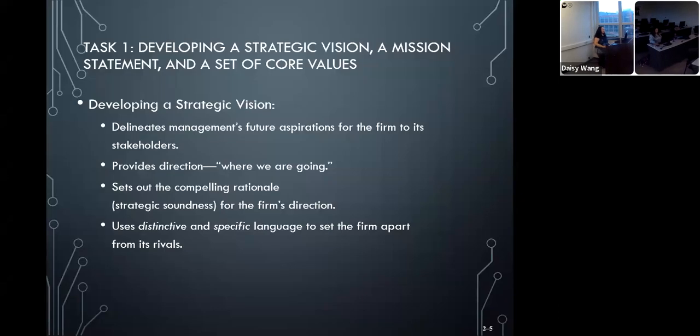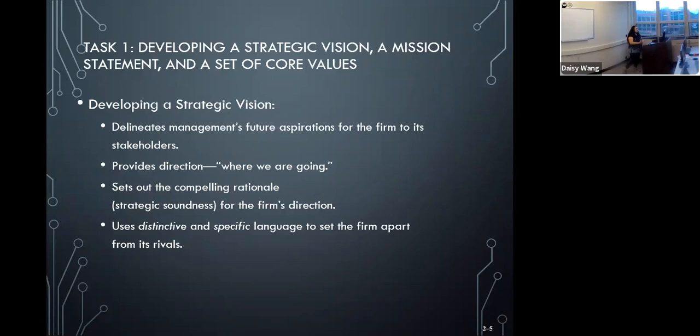Anyway, the first thing is we need to develop a strategic vision, and the mission statement, and then a set of core values. So what is the vision? Vision is the direction, like where we are going from here.